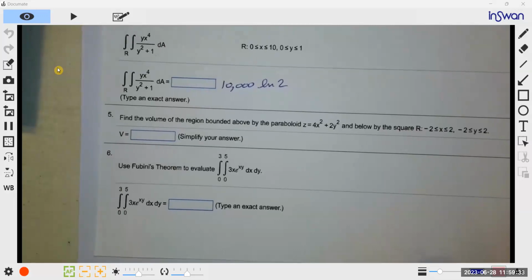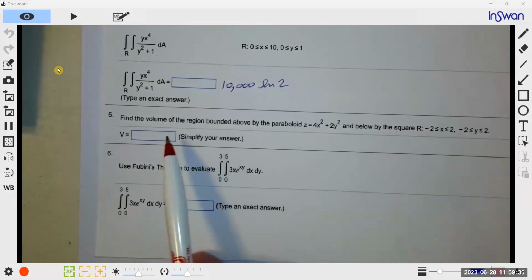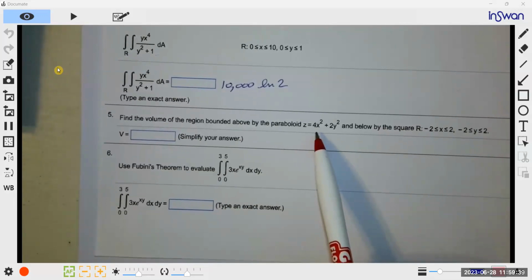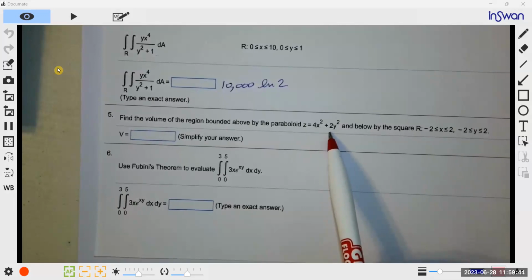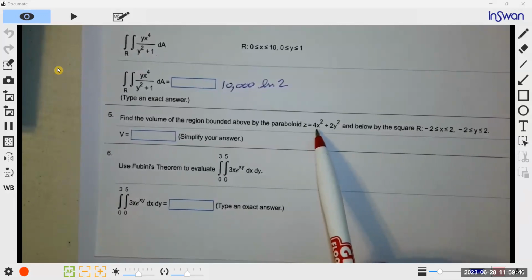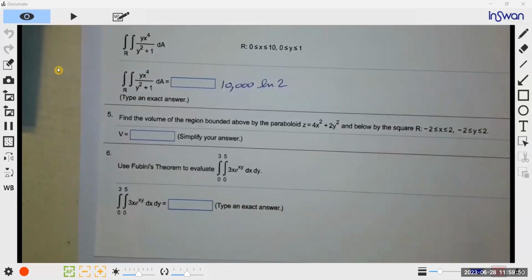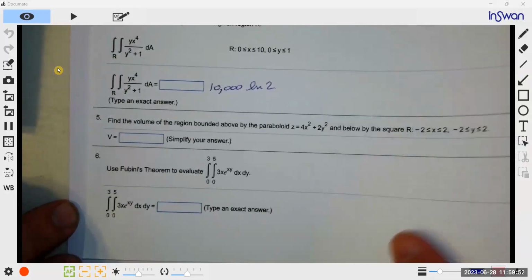Question number 5. Find the volume of the region bounded above by the paraboloid z equals 4x squared plus 2y squared, and below by the region R.